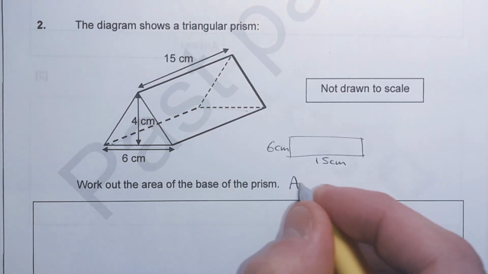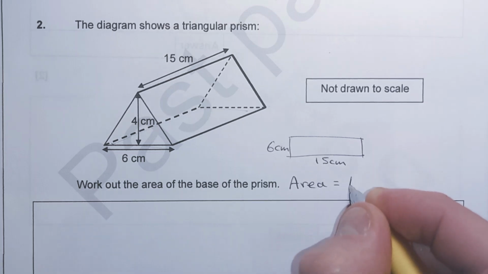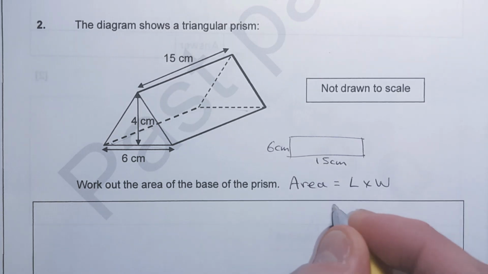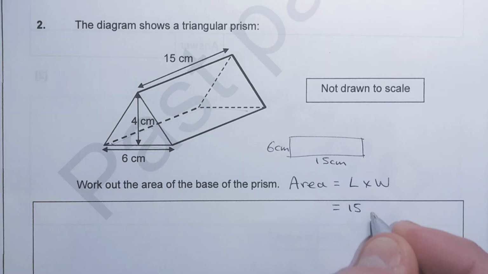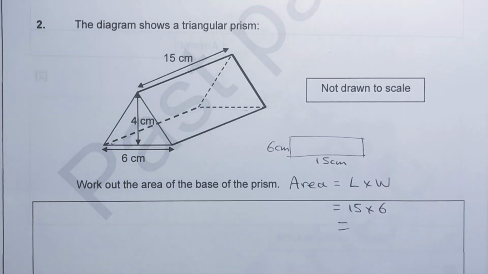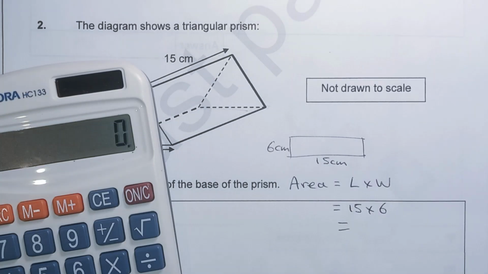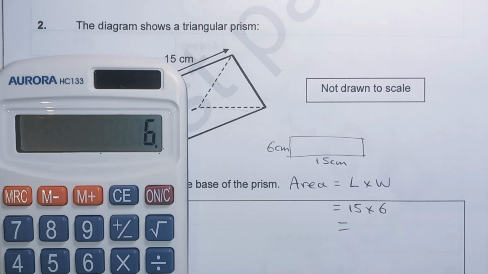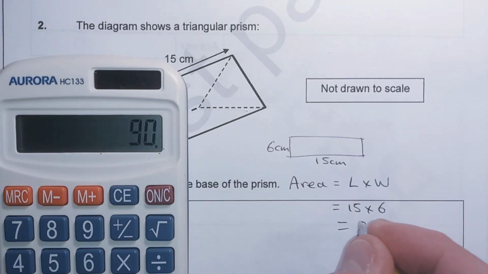The area of a rectangle is the length times the width. So it's 15 times 6. We can use our calculator. 15 times 6 gives us 90 centimetres squared.